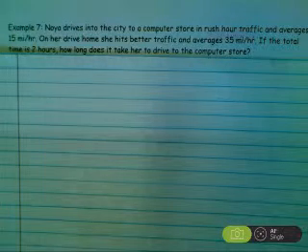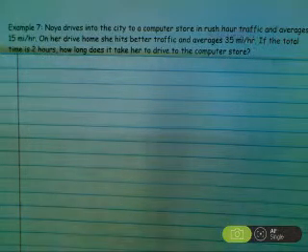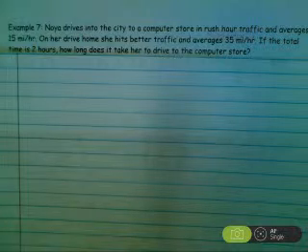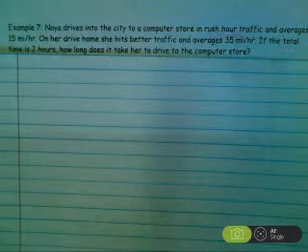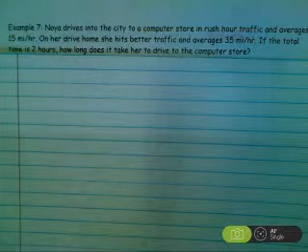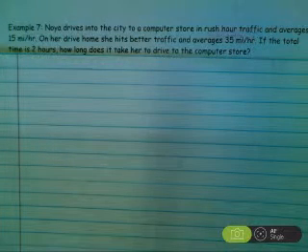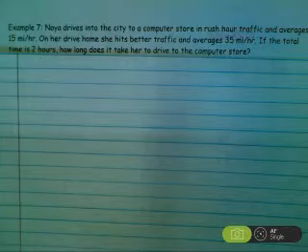Today we're going to talk about another type of rate and time problem where you're driving the same distance and it's the same person, but they have two different rates and a combined time. As I read through the problem, I'm going to highlight important information.